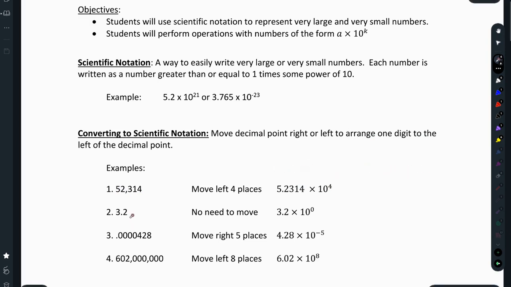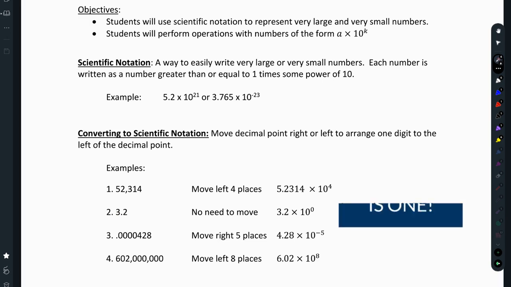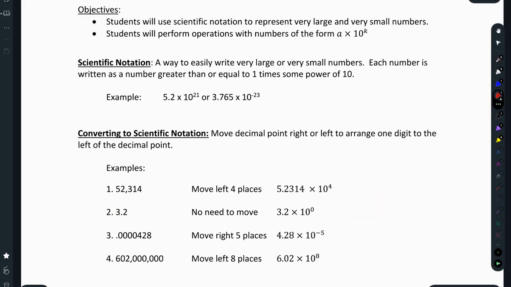All right, in this case, we already have the number set up perfectly. We have one digit to the left of the decimal point. So if we want to write it in scientific notation, we need a power of 10. We could say we're multiplying that by a power of 10 to the 0, because anything to the 0 power is just equal to 1. So if I say 3.2 times 10 to the 0, I'm really just saying 3.2 times 1, which is the same as 3.2.